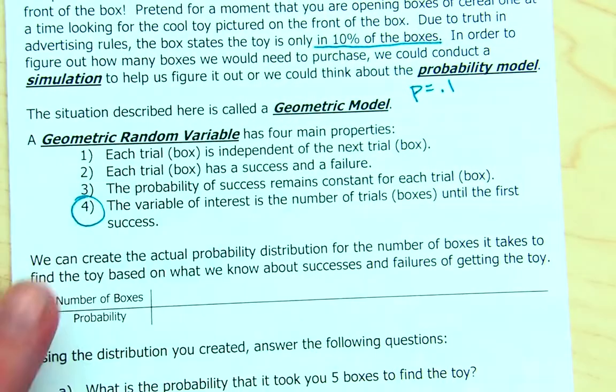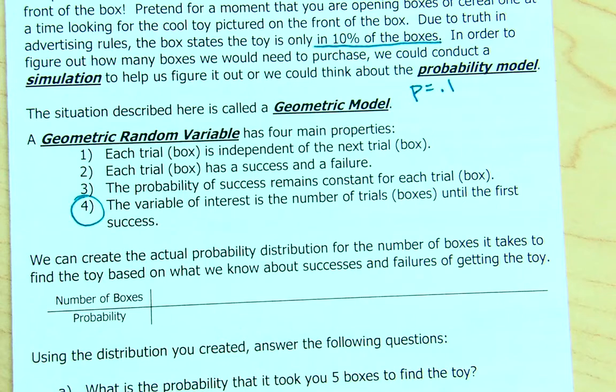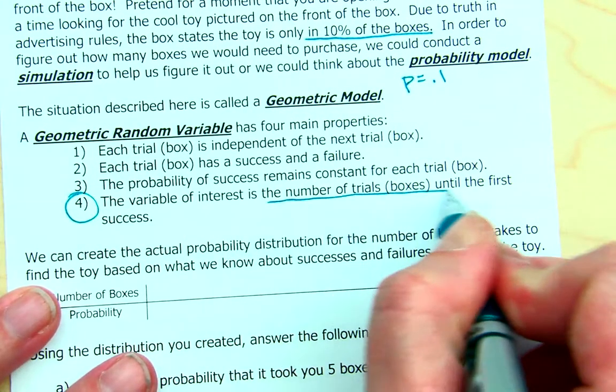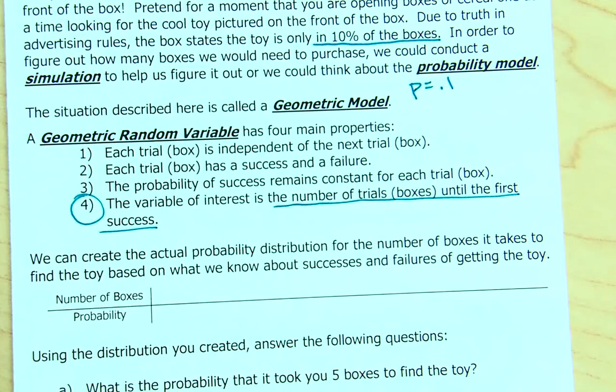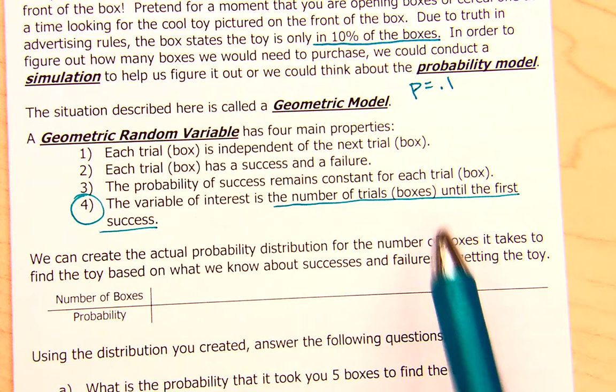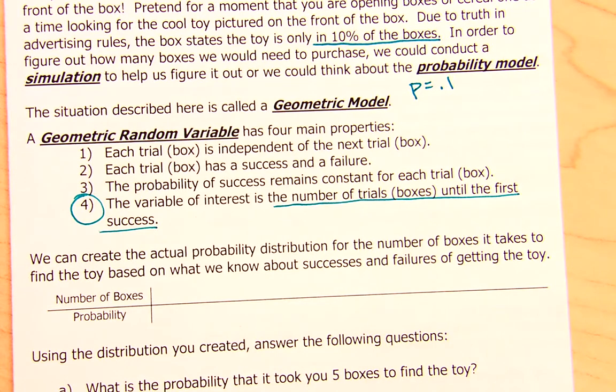And this last one is the condition that tells us it's geometric. Here we're looking for the number of trials until the first success. In the binomial, we were saying we're going to buy 7 boxes of cereal. How many of those have the toy we want? Now we're saying we're going to keep opening boxes until we get the toy we want. How many will it take? Once we have success, we stop with geometric.